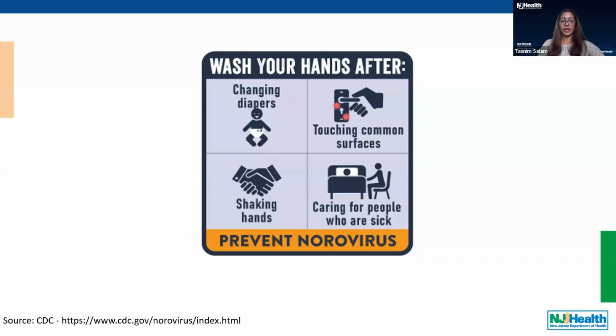And here we highlight a helpful flyer from CDC that covers common ways someone can become ill with norovirus, such as changing diapers, touching contaminated surfaces, so you can think of doorknobs, computer equipment, hall passes, handrails, or toys as possible surfaces or objects, shaking hands, and providing care for people who are sick.